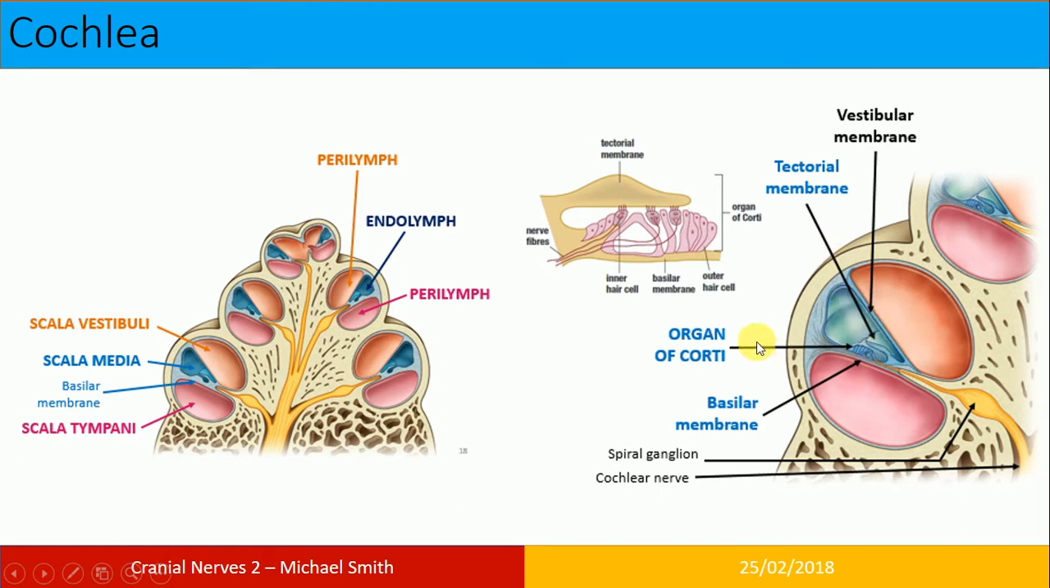As sitting between here, we have our organ of Corti, which has hair cells. And these hair cells become depolarized by sounds, and that's what causes the depolarization within our cochlear nerve, which then travels back, and that's how the auditory system works.